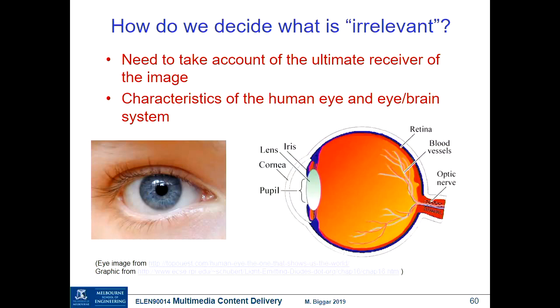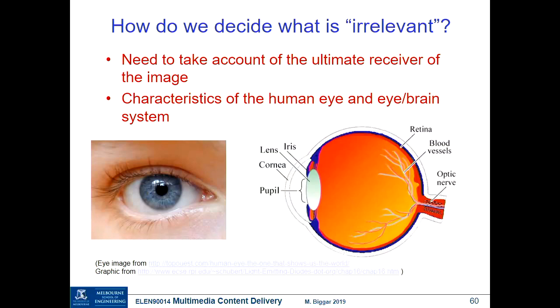So don't worry, we're not going to look at the anatomy, it just was a graphic that filled up the slide. But we will look at how we can utilise the psychovisual system knowledge we have to decide what information we need to keep and how accurately we need to keep the information that we do.